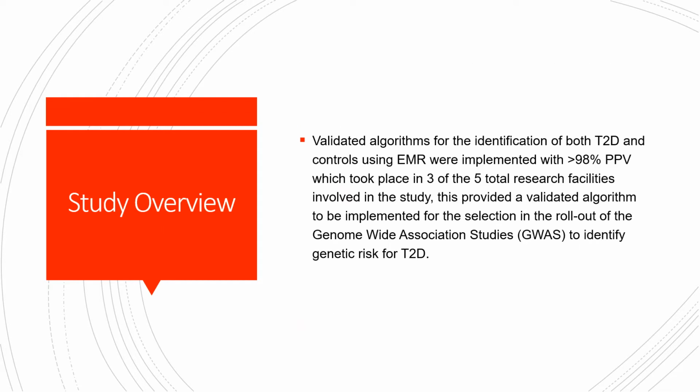Overview. Validated algorithms for the identification of both type 2 diabetes and controls using an electronic medical record were implemented with a greater than 98% positive predictive value, which took place in 3 of the 5 total research facilities involved in the study. This provided a validated algorithm to be implemented for the selection and the rollout of the genome-wide association studies to identify genetic risk for type 2 diabetes.